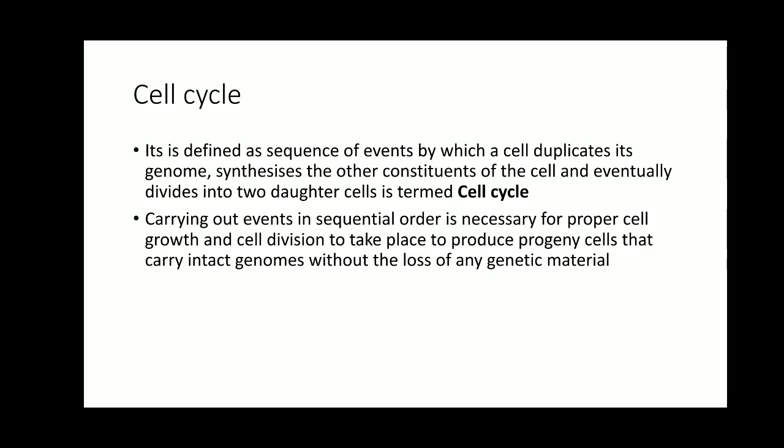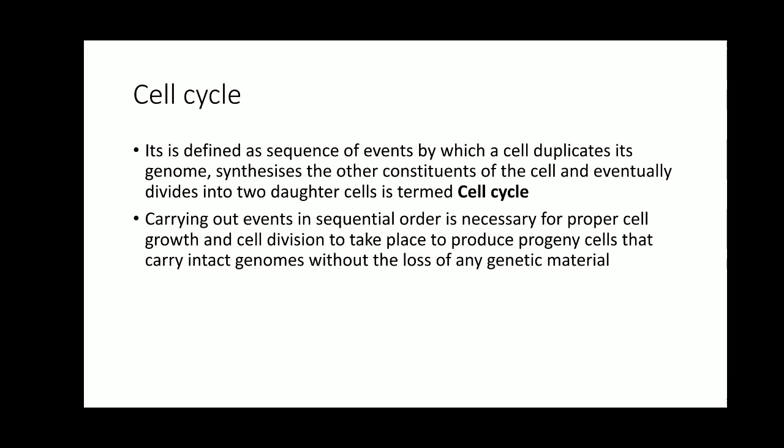Cell cycle can be defined as the sequence of events by which a cell grows, synthesizes various constituents, duplicates its genome, and divides into two daughter cells. It is a sequential order by which a cell duplicates its genome, synthesizes other constituents of the cell, and eventually divides into two daughter cells. It means all the activities, all the preparations that are required for the cell division are performed in the cell cycle. So, the orderly manner of the events that take place in order to prepare a cell for division, to divide a parent cell into two daughter cells, all these events in a sequential manner are known as cell cycle.